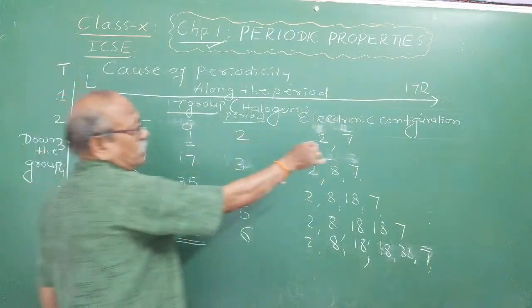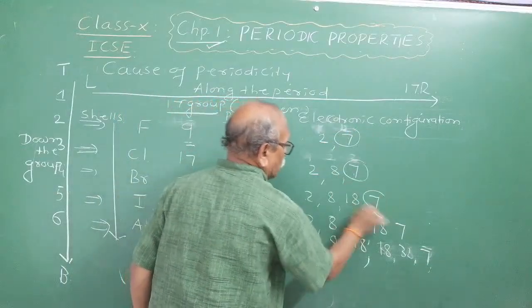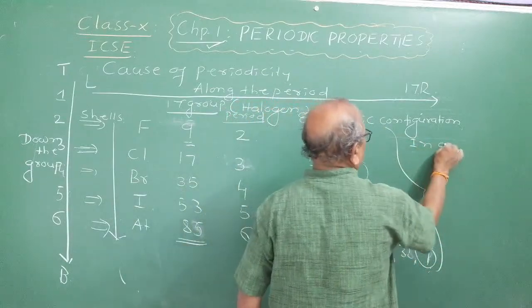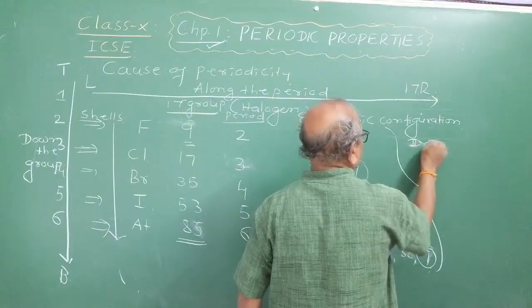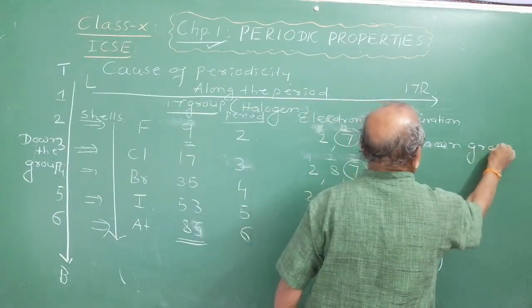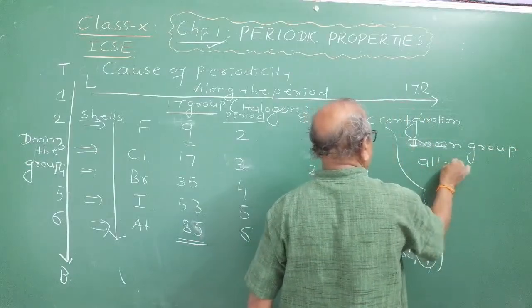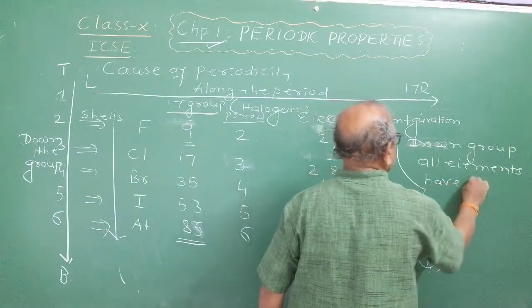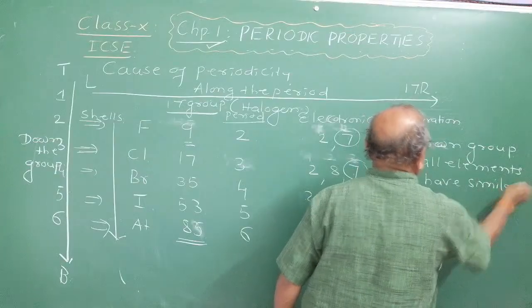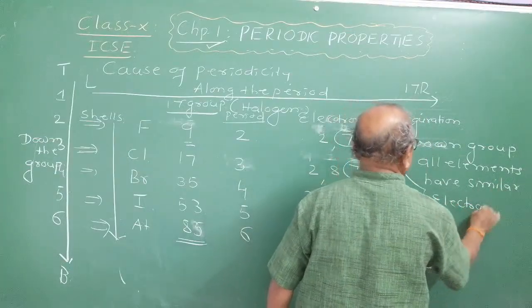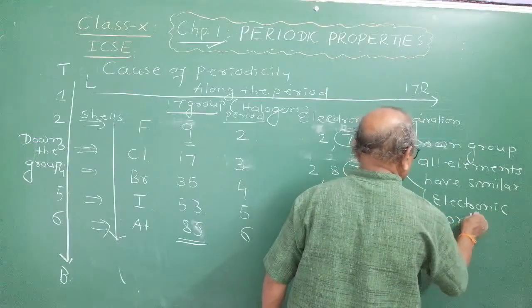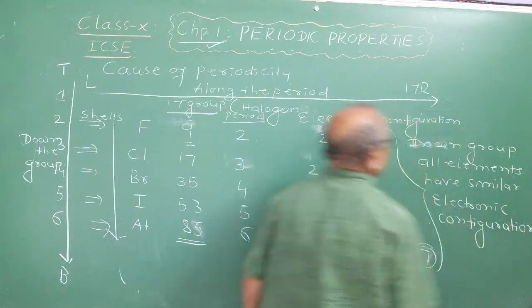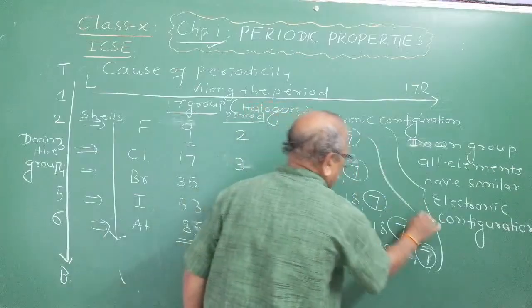What observation can you make? Along the period, down the group, if you observe the elements, the number of electrons in the outermost shell is the same. Means in a group, down the group, all elements have a similar electronic configuration. According to the modern periodic law, the properties of the elements are a periodic function of their atomic number. Atomic number means their electronic configuration.